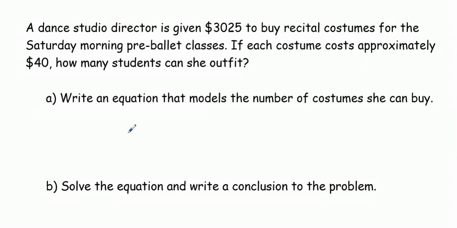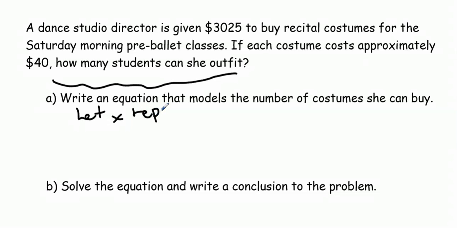So, what we need for an equation is a variable, because an equation always has a variable in it, right? We're solving for something. So, in this case, you would go to the question mark in the question to determine what you are trying to find. So if you look here, you can see it says how many students can she outfit. So we are going to let X represent, and sometimes you use a more appropriate letter, but let's just use X here. Let X represent the number of students she can outfit.